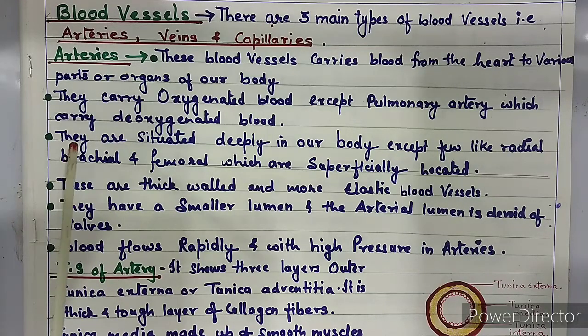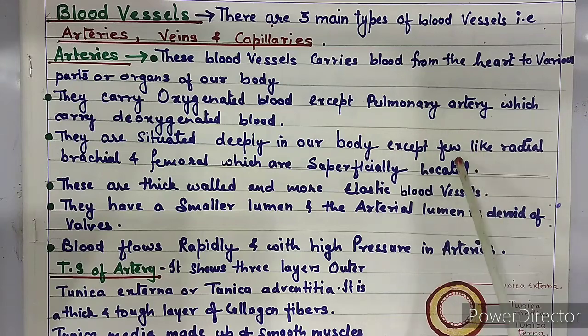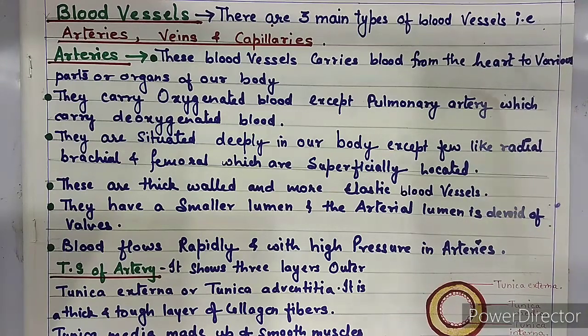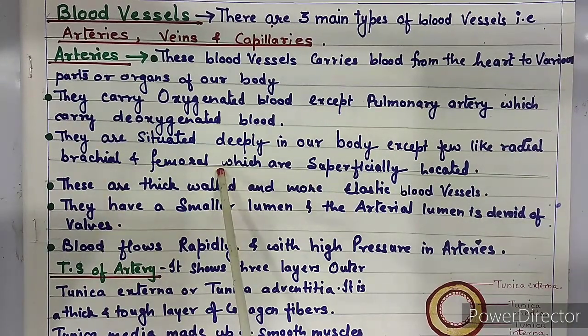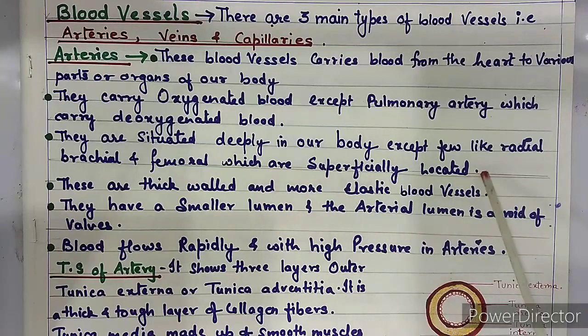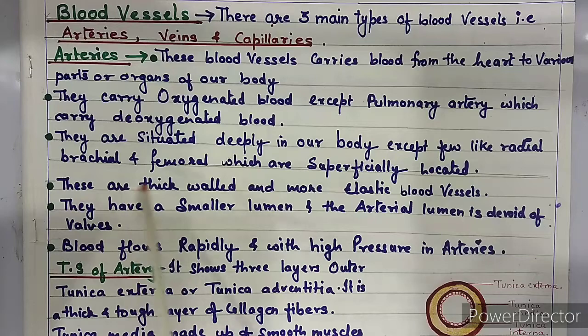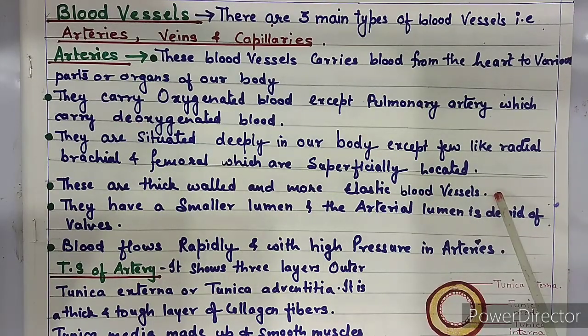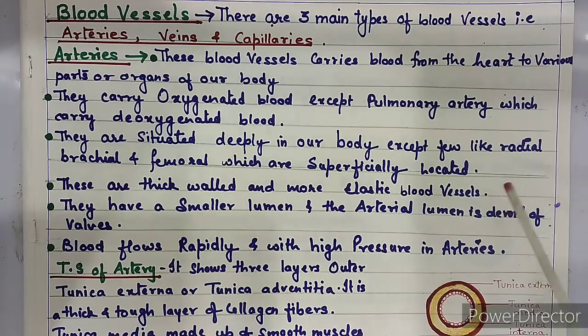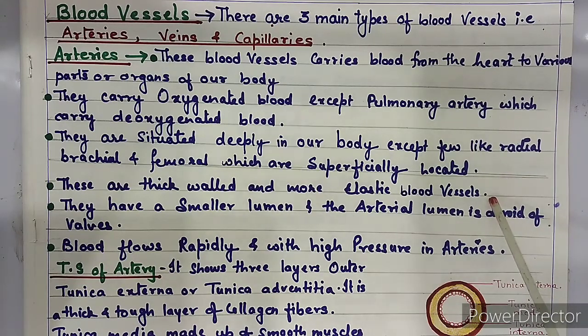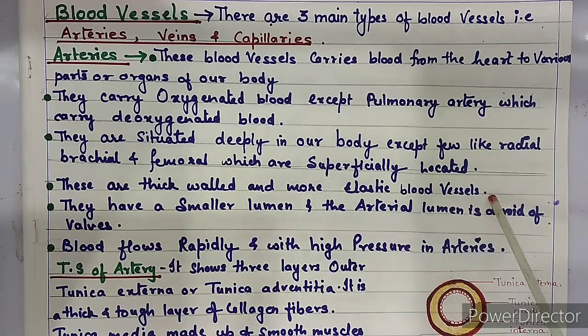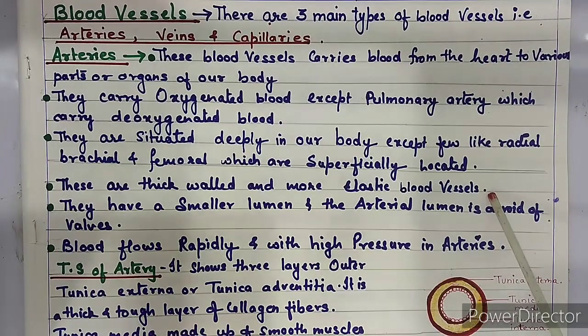Next children, arteries are situated deeply in our body except a few like radial, brachial and femorals, which are superficially located. These are thick-walled and more elastic blood vessels. They are very thick-walled. We'll witness it through the diagram. And they are elastic in nature. They have a lot of elasticity since the walls are very thick.